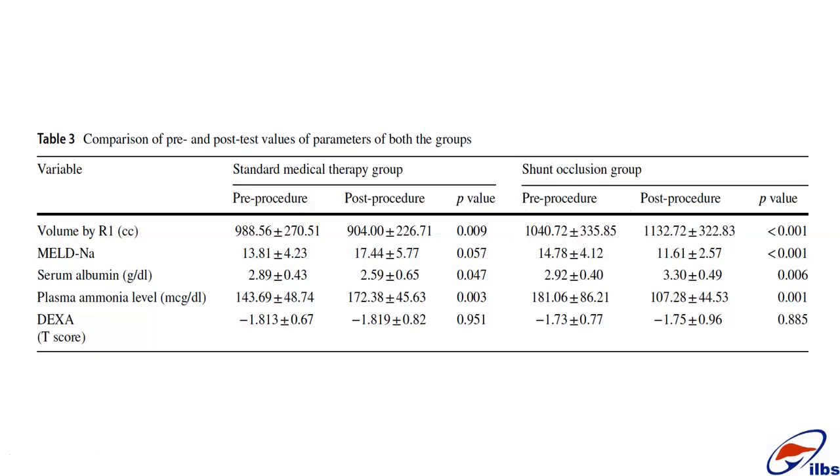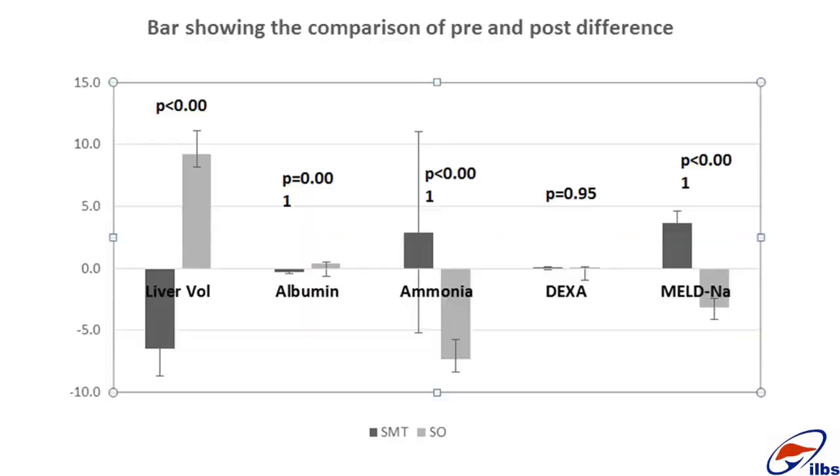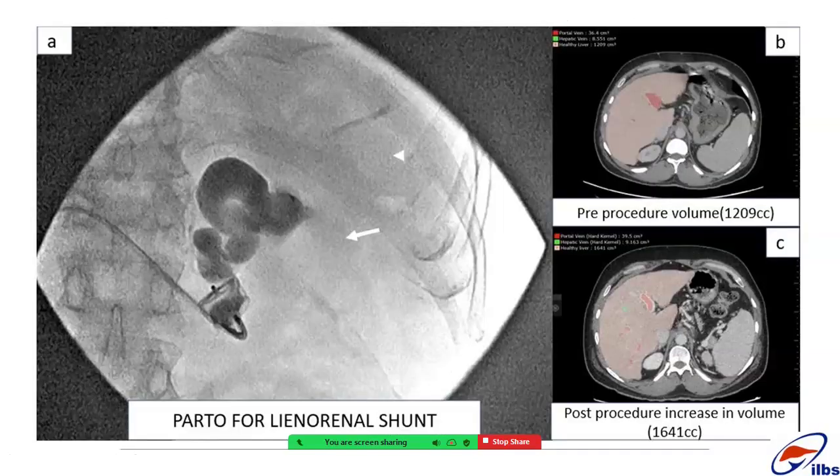And that's a very important finding, because gut hormones and the nutrients are meant to go to the liver and nourish the liver. So the liver is devoid of the nourishment which it should get, by bypassing the liver. So in an early stage of cirrhosis, if you occlude these shunts, this will help in improving the liver volume. And at least, if not improving the liver volume, it will at least prevent any reduction in liver volume. And this is how albumin did. Ammonia, definitely, we knew from before that it will improve. And MELD, again, there was a significant improvement. And this is one of the images showing the best case, where the pre-procedure volume was 1209 cc and the post-procedure volume increased to 1641 cc.